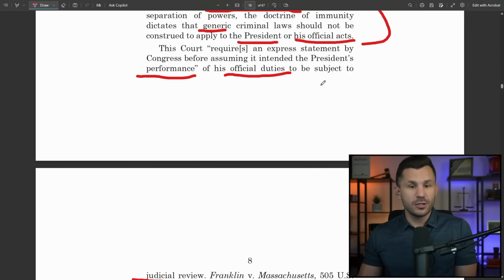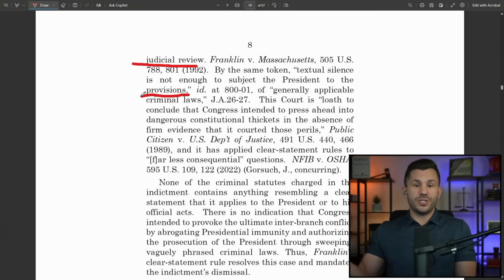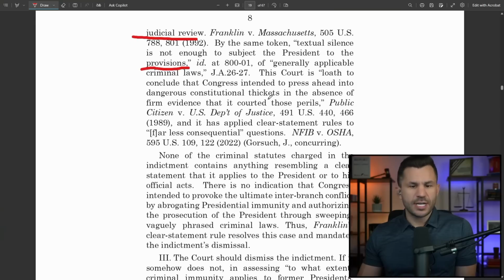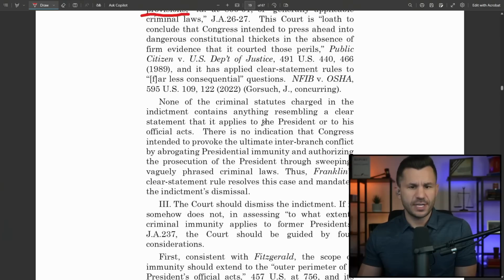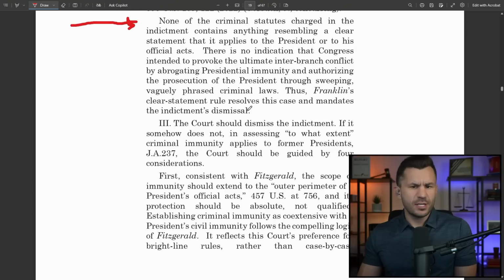In other words, Congress has not said that. This court means that Congress has to say this, and silence alone is not enough to subject the president to these provisions. Now, this court is loath, they're citing a bunch of case law here, loath to conclude that Congress intended to press ahead in this constitutional thicket, but none of the criminal statutes charged in Jack Smith's J6 indictment contains anything resembling a clear statement that it applies to the president or to his official acts.